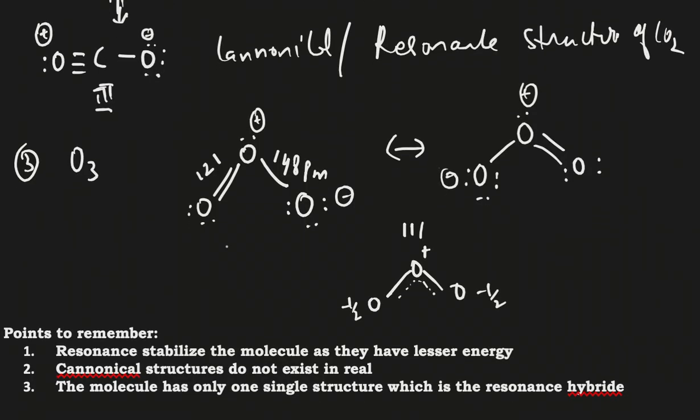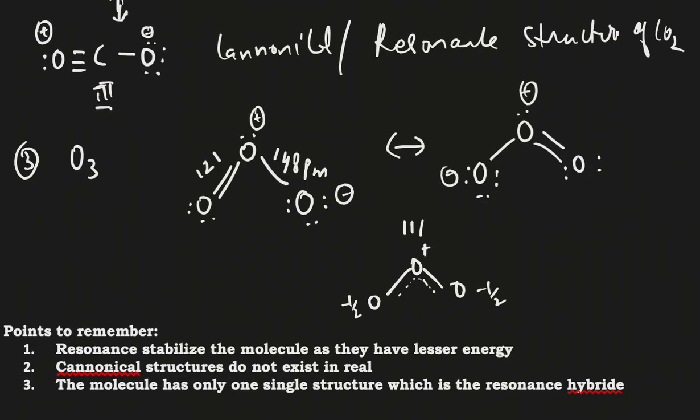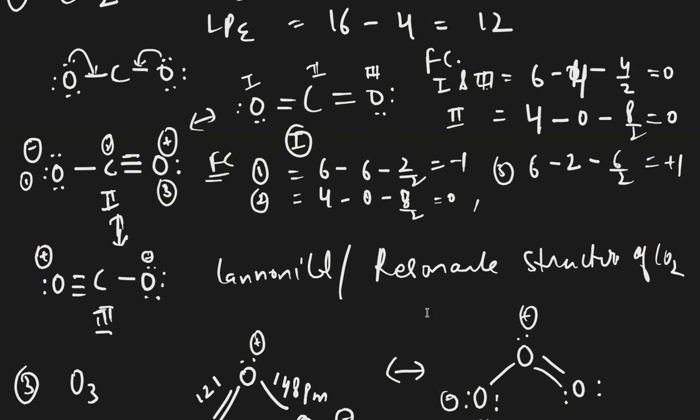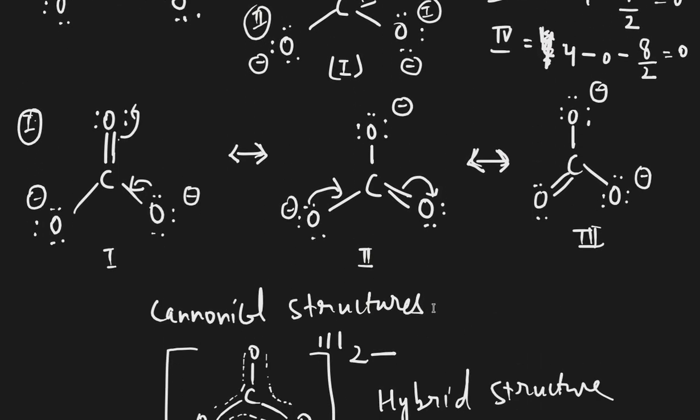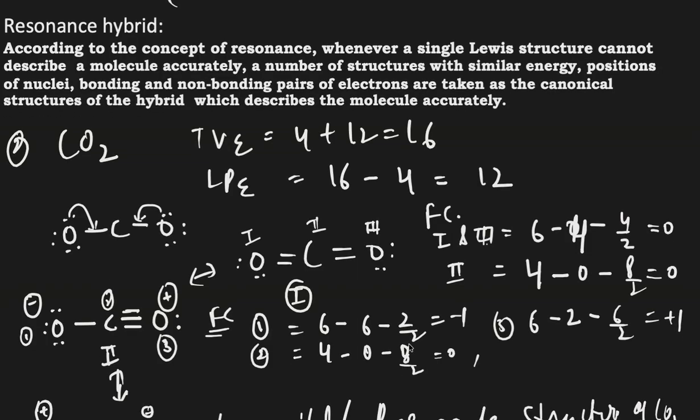Okay, then the second point: the canonical structures or the resonance structures do not exist in real. That can be a multiple choice question also. Though we draw them, experimentally it is not proven that they exist like this. So the molecule has only one single structure, which is the hybrid structure. Only the hybrid structure is the real structure. In this case it is this one, and in the carbonate case I have already shown you, this is the actual structure. Okay, so I hope everything is clear.